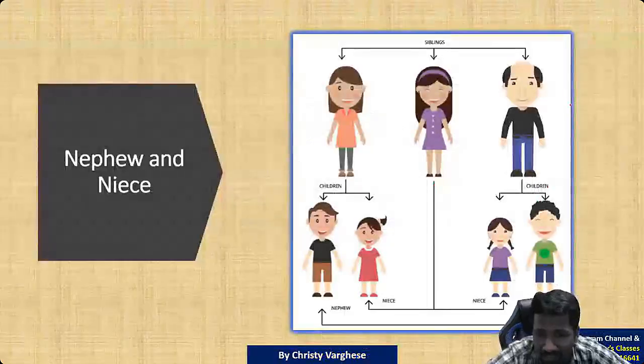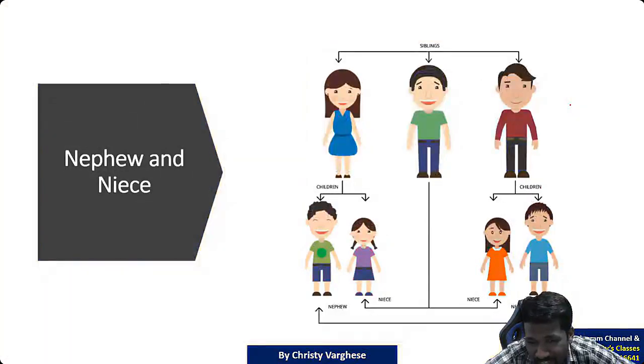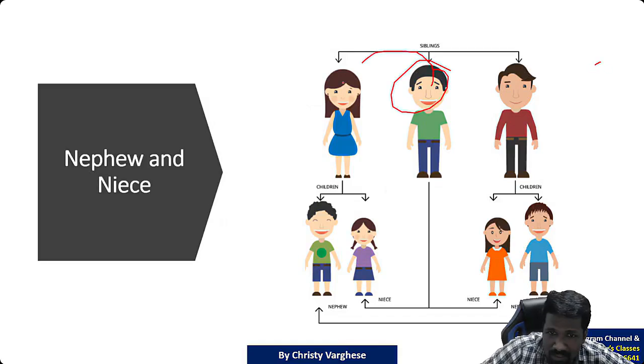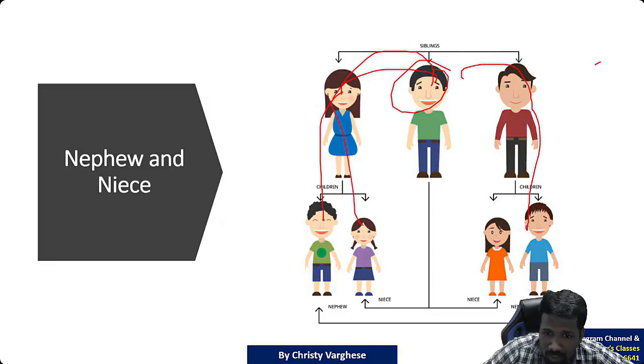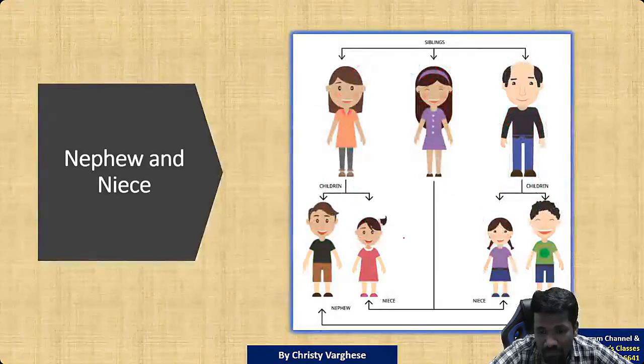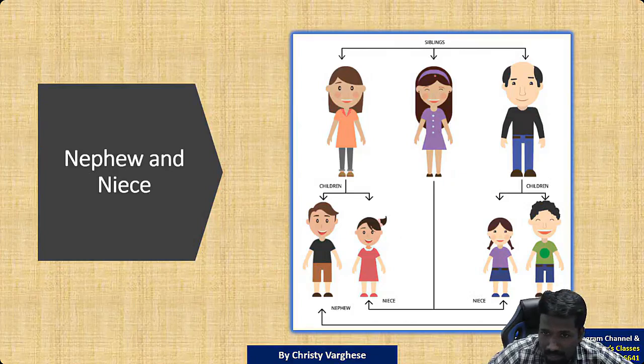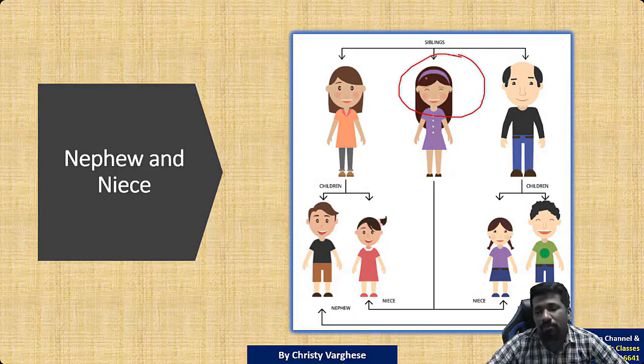Nephew, niece: we have separate slides to understand nephew, niece and all, in case you have no clarity. Nephew means what? A sibling's son is a nephew. This person's sister's son is a nephew. Brother's son is also a nephew. Sister's daughter is a niece. Brother's daughter is also a niece. So a sibling's daughter is a niece and a sibling's son is a nephew. Sibling can be a female person, or a male person.